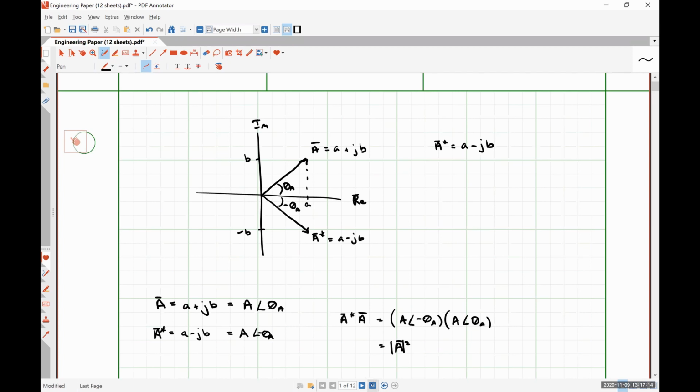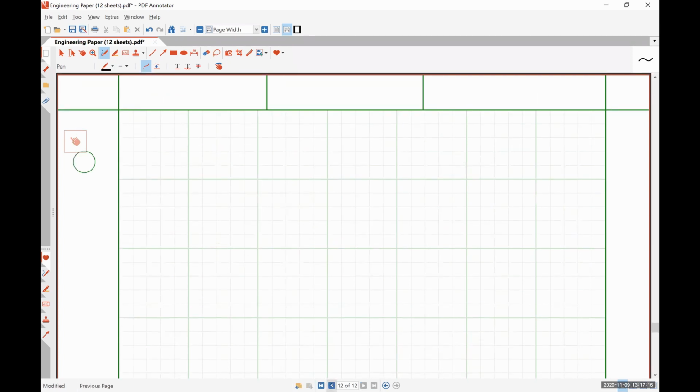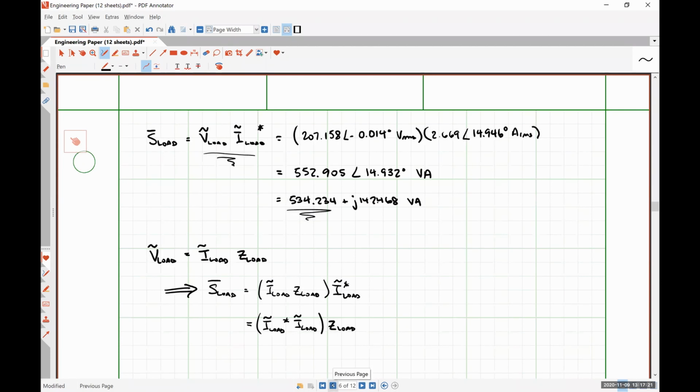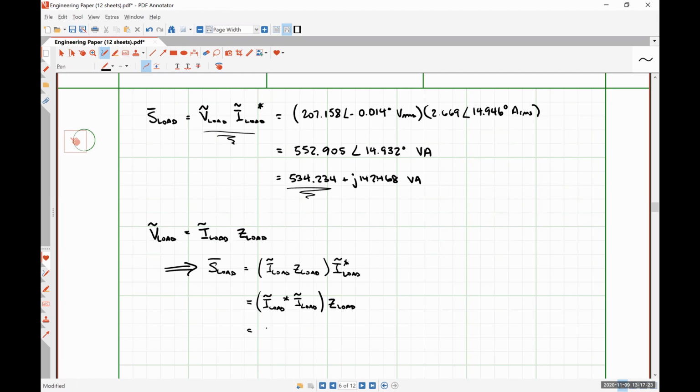So why this is useful is it allows us to write this as simply the magnitude of I load squared times Z load. That is all the information that we need to get the complex power. So we don't even need the phase angle anymore. Literally just the magnitude is good enough to get us what we want.